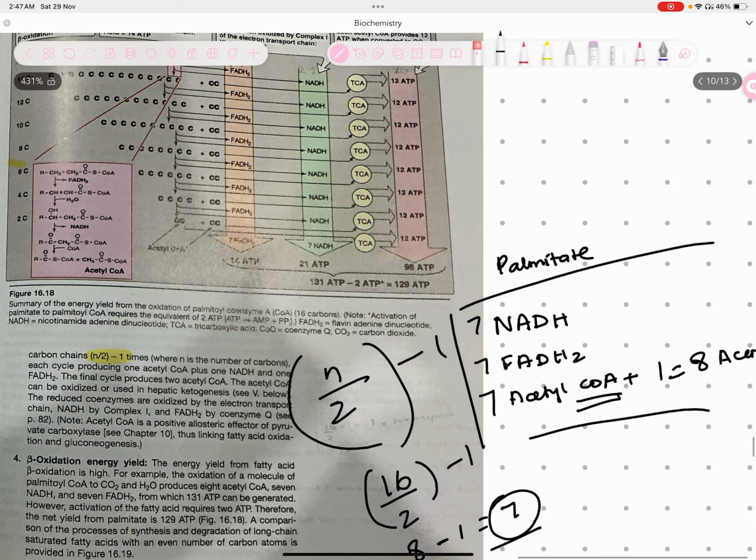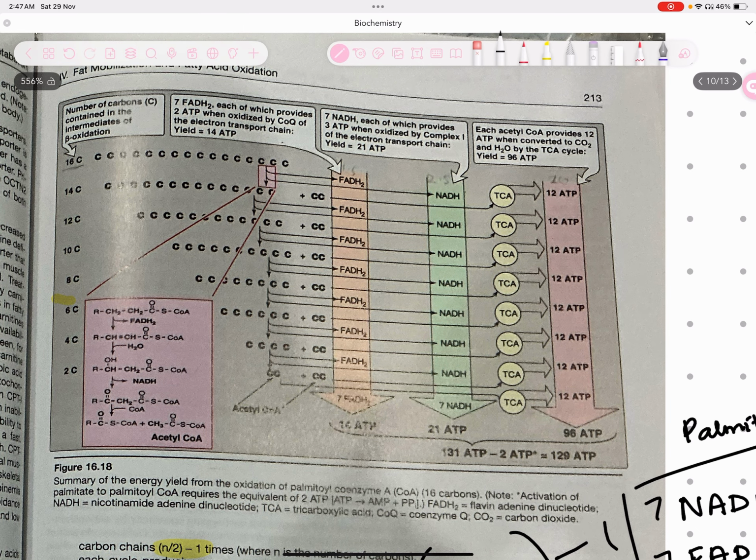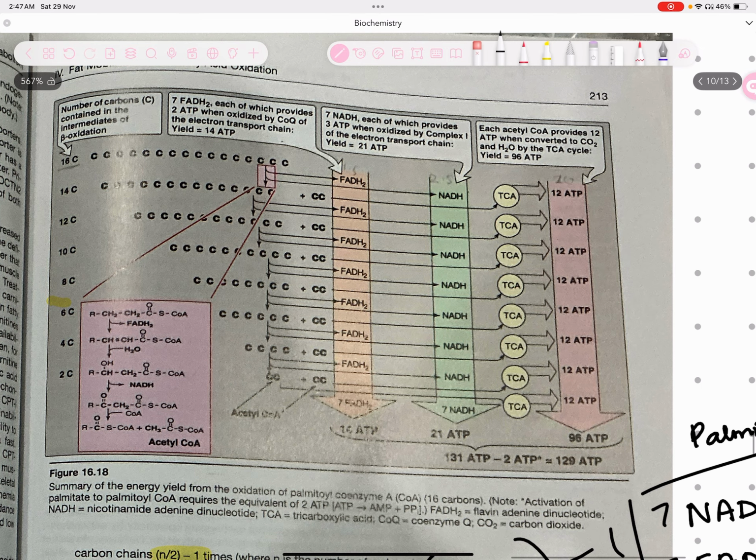Sorry, it's getting slightly messier. I'll rewrite it. But yeah, this is the diagram you can see. You have 16 carbons of palmitate. We did the math and we figured out that you need 7 FADH2 and 7 NADH. But when you talk about the acetyl CoA that is going into the TCA cycle, you will have 8 of them because of the last step. You can see this is the last step.